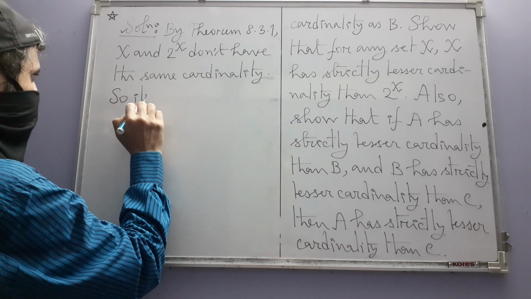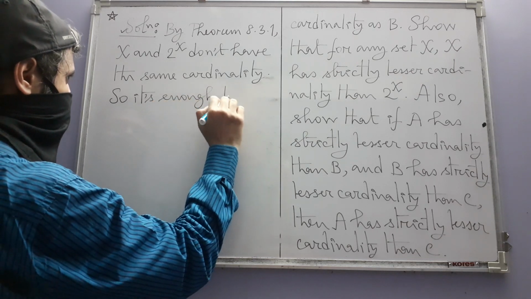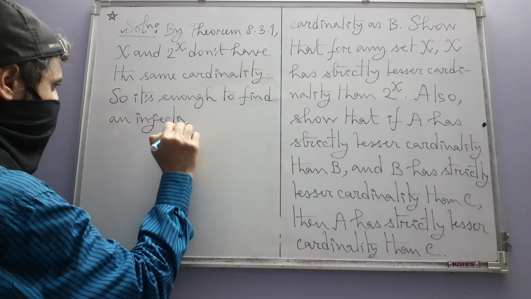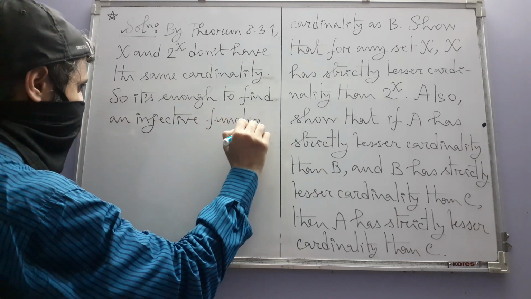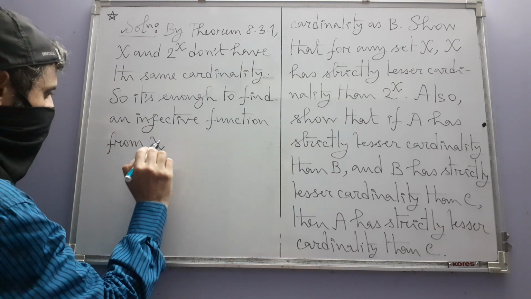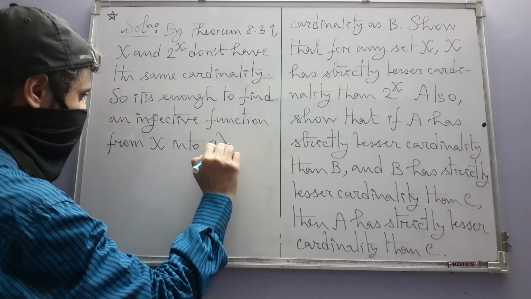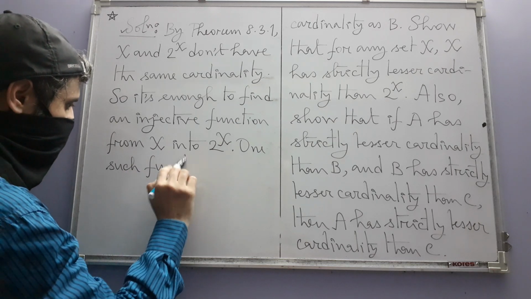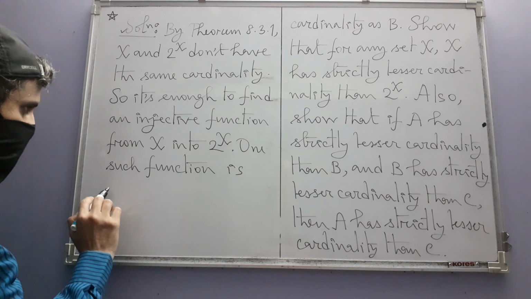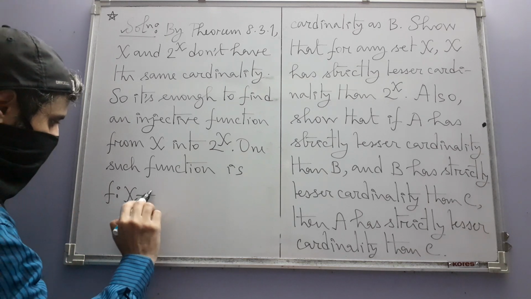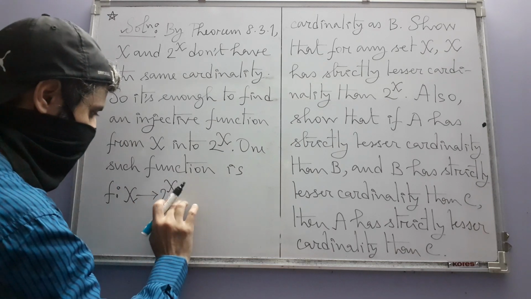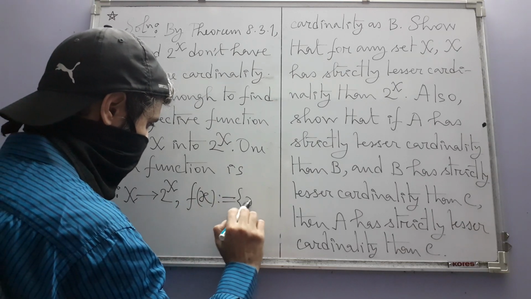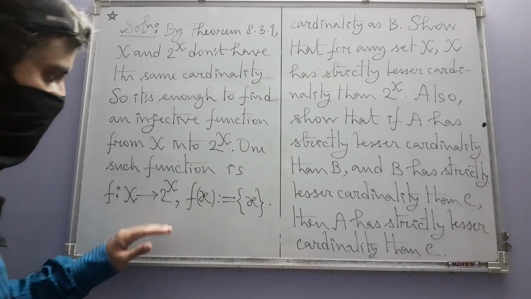So it's enough to find an injective function from X into its power set, and one such function is this, where f of x is defined to be the singleton set consisting of x. Now I am going to leave it like this.